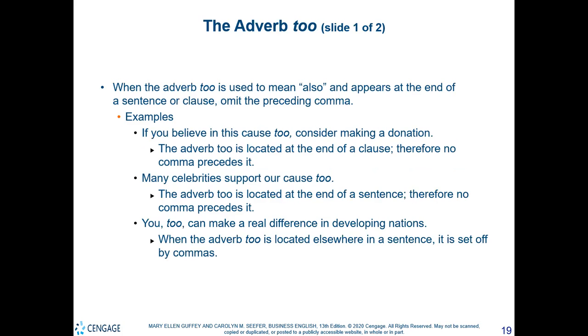Adverb too. When the adverb too is used to mean also and appears at the end of a sentence or clause, omit the preceding comma. Examples: If you believe in this cause too, consider making a donation. The adverb too is located at the end of the clause, therefore no comma precedes it. Many celebrities support our cause too. The adverb too is located at the end of the sentence, therefore no comma precedes it. You, too, can make a real difference in developing nations. When the adverb too is located elsewhere in the sentence, it is set off by commas.